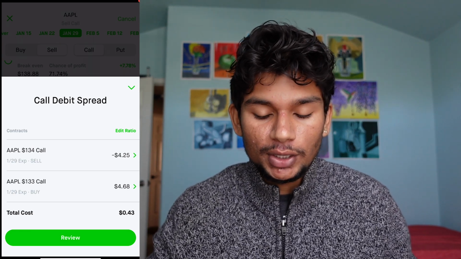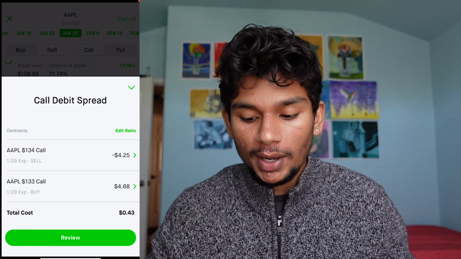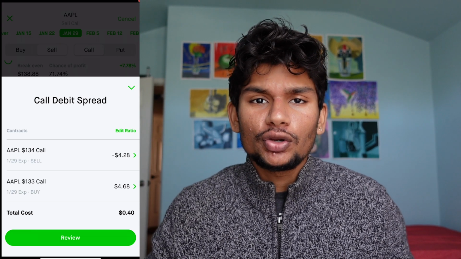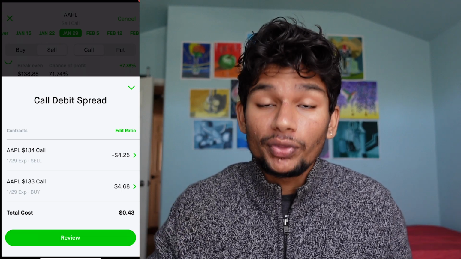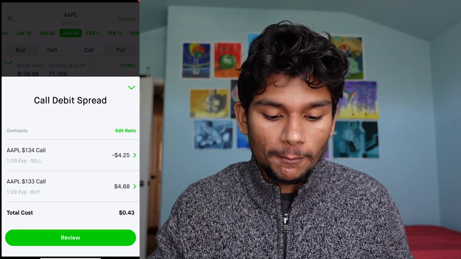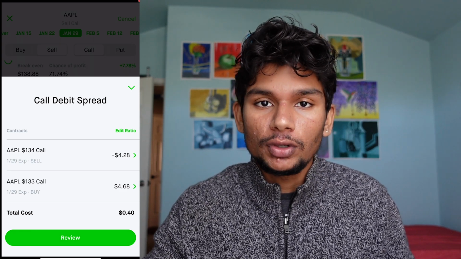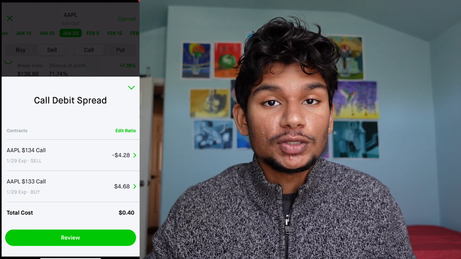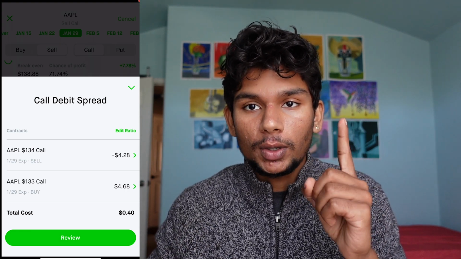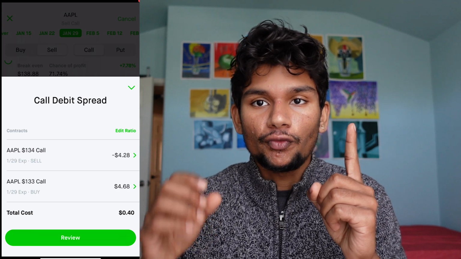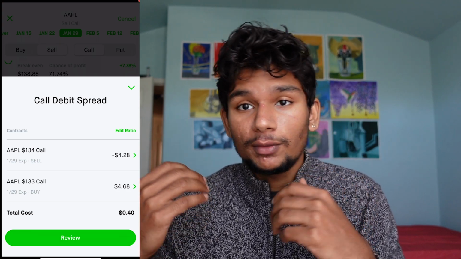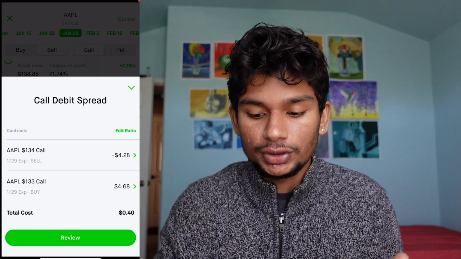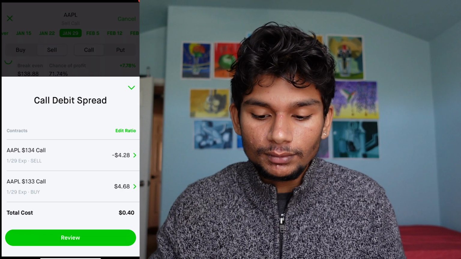This is saying that to buy this debit spread, you're paying 40 cents, which is $40. And you're expecting how much can I make back? That is the difference between these two. Since this is $134 and this is $133, the difference is $1. So you have a $1 difference and you're paying 40 cents. $1 minus 40 cents is 60 cents, so you'll be making back $60 on this debit spread.